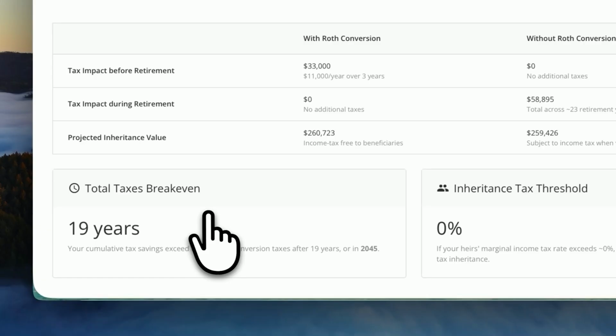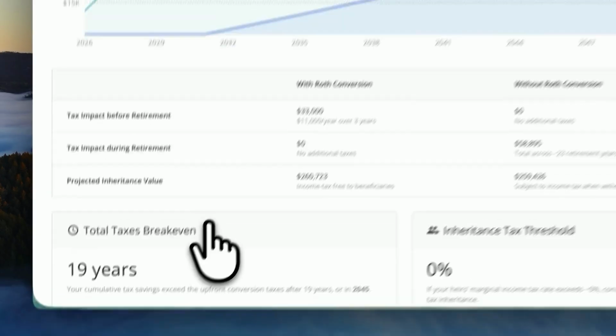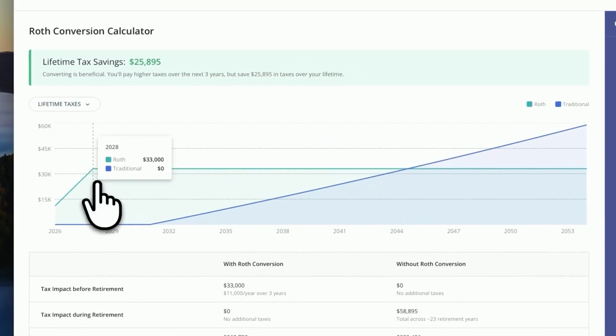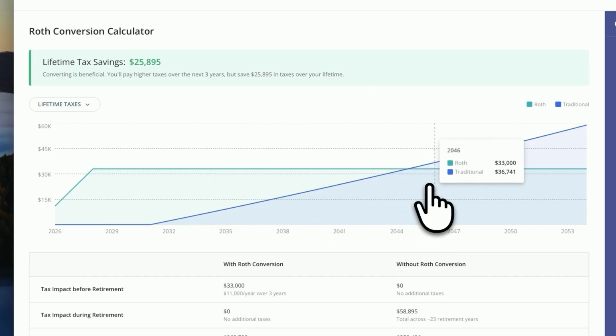Now, we built 2 new illustrations that come with this. The first is a lifetime taxes chart. 2 lines over time, Roth and traditional. The Roth line is higher early. She's paying taxes now, but it flattens. The traditional line keeps climbing in retirement because those distributions are fully taxable. The crossover point is the whole story. Clients get it immediately, no financial background required.